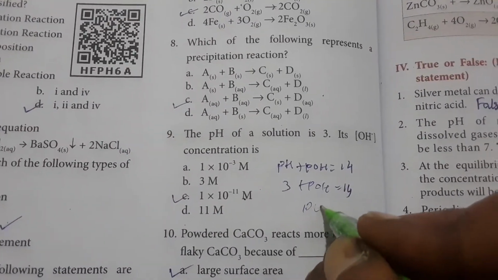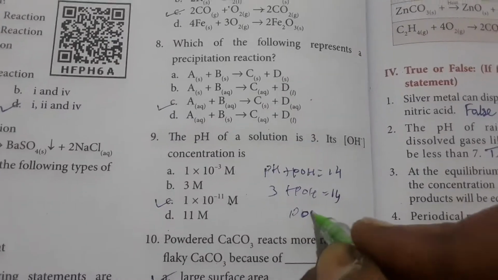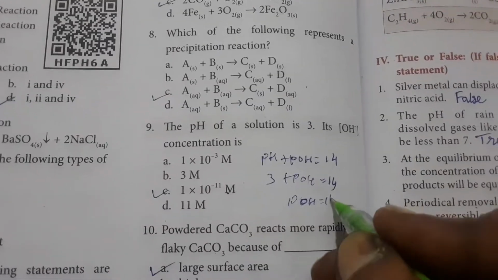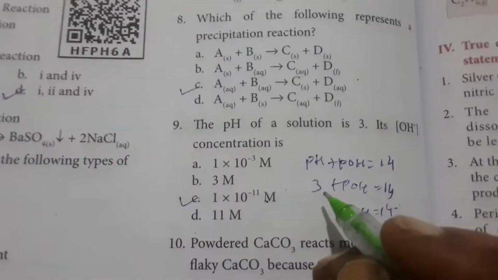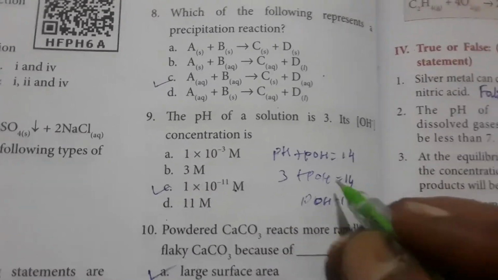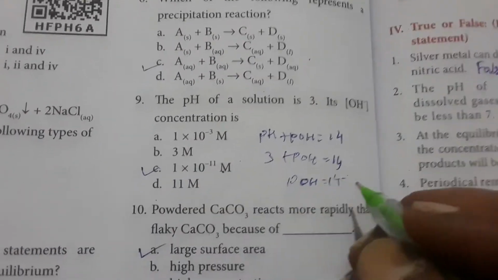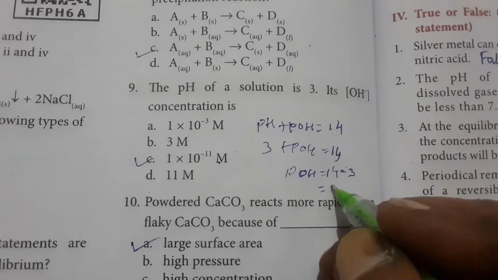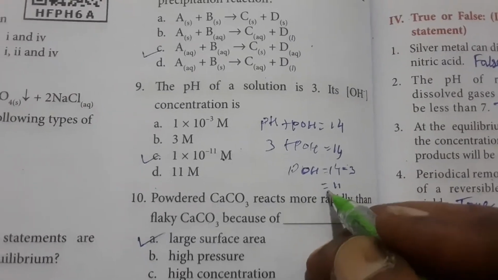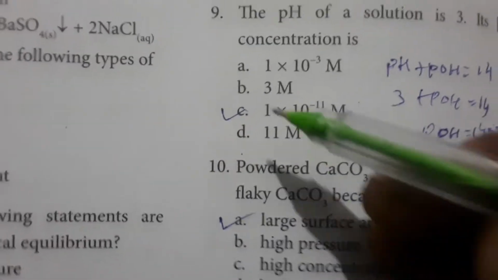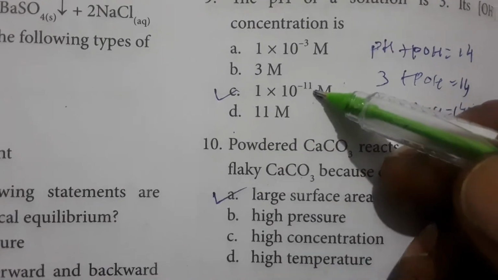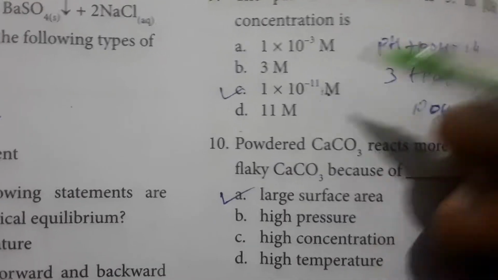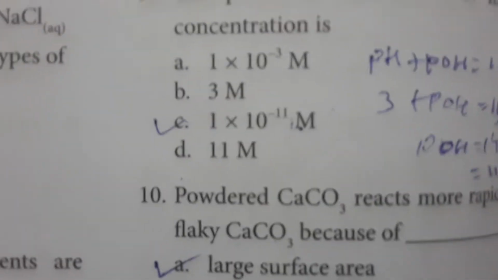So pOH equals 14 minus 3, because when the 3 goes to the opposite side it gets the opposite symbol. So 14 minus 3 gives 11. So the hydroxyl concentration is 11, so 11 molar is also a correct answer. In some of the guides they give this type of answer also, so please do follow.